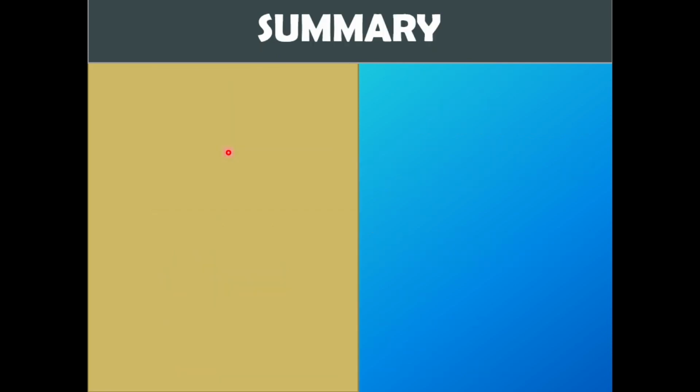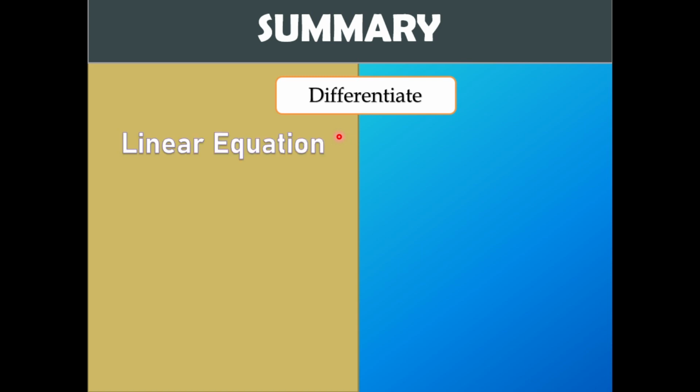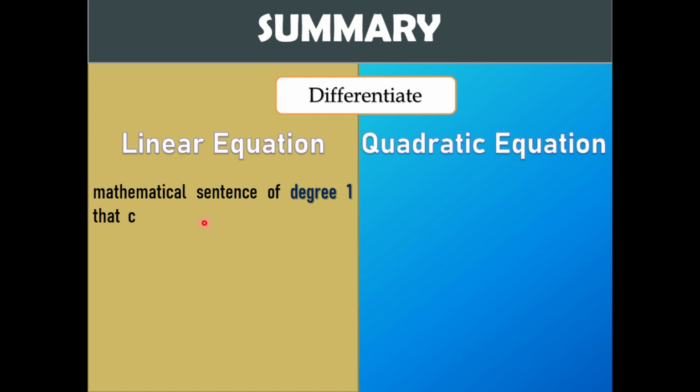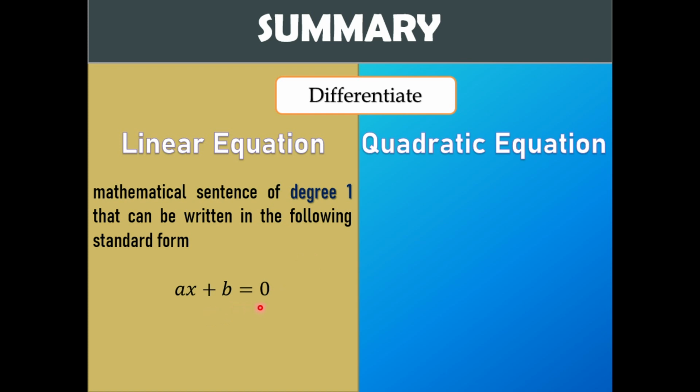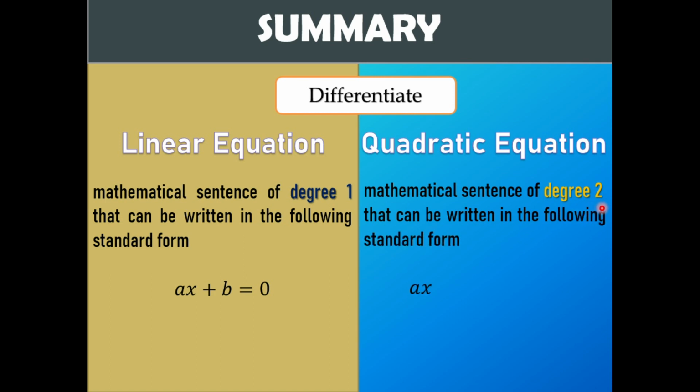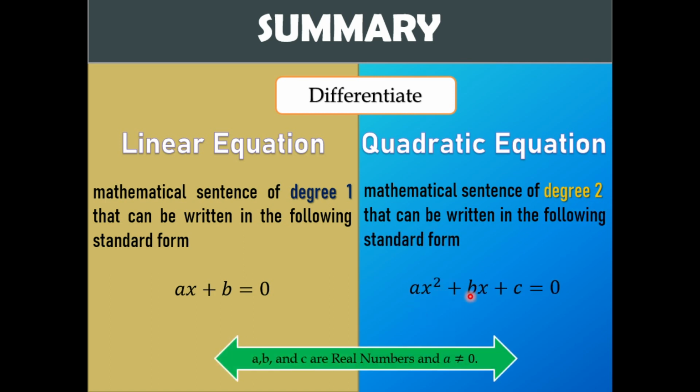Alright, now let's have the summary of the lesson. Let's differentiate linear equation from quadratic equation. A linear equation is a mathematical sentence of degree 1 that can be written in the following standard form: ax plus b equals 0, whereas a quadratic equation is of degree 2 that can be written as ax squared plus bx plus c equals 0.